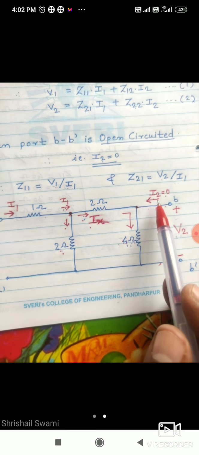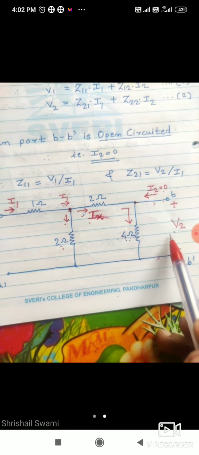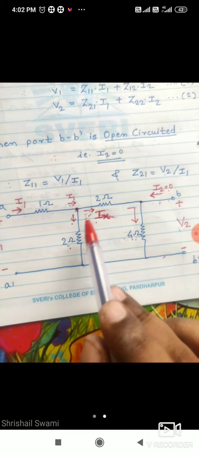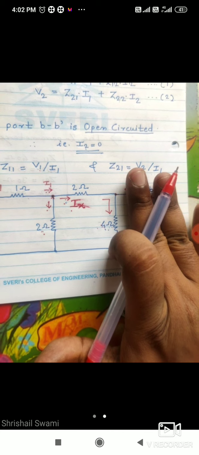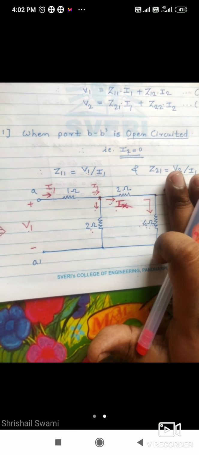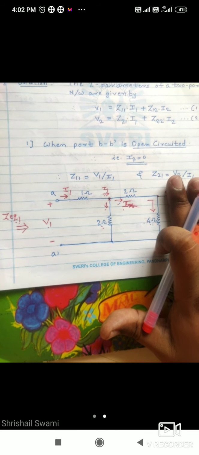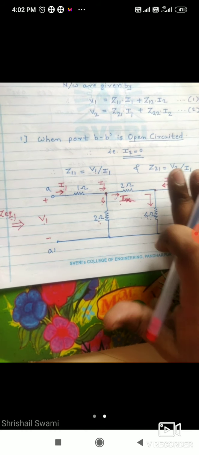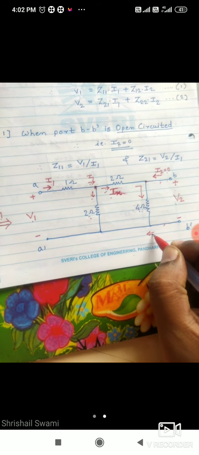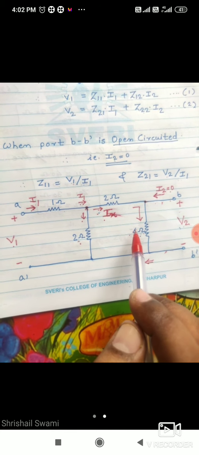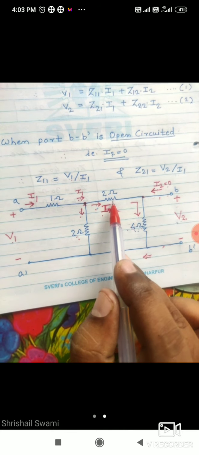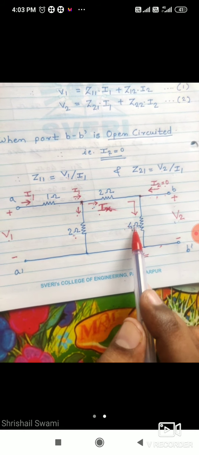Now as I2 equal to 0 and the output circuit is open. Now how the resistors are connected? If you are keeping the hands here, now you can clearly observe how the resistors are connected. So measure from opposite side. So 4 and 2 are connected in series or parallel. If you are measuring from this side, the 2 and 4 are connected in series because whatever the current is flowing through 2 ohm, same current is flowing through 4 ohm.